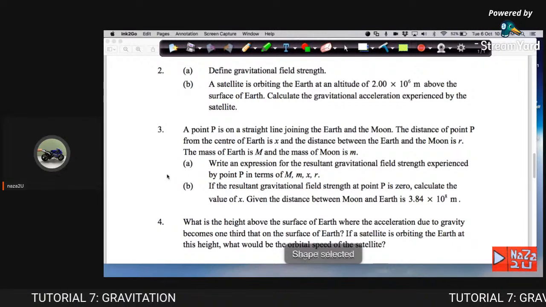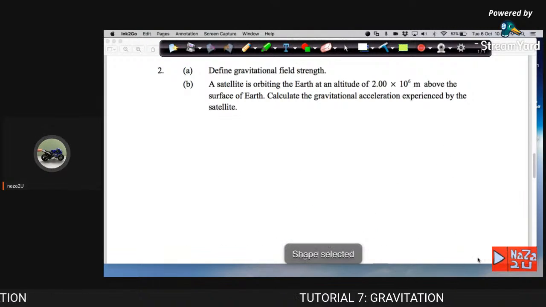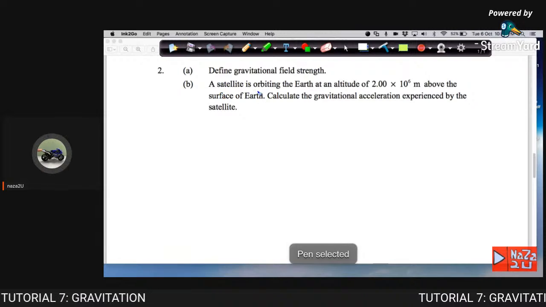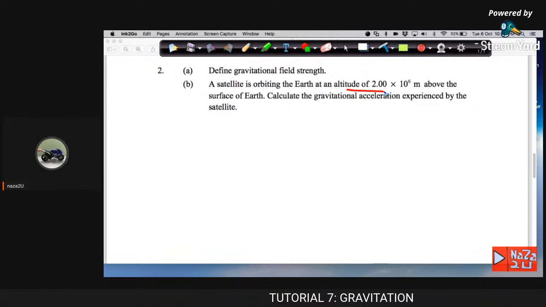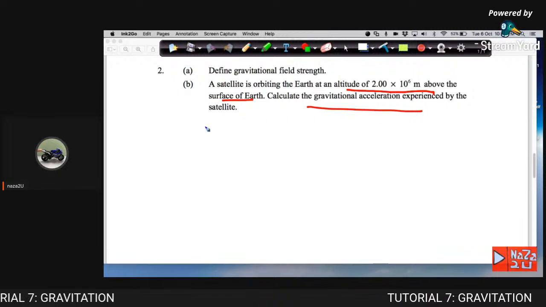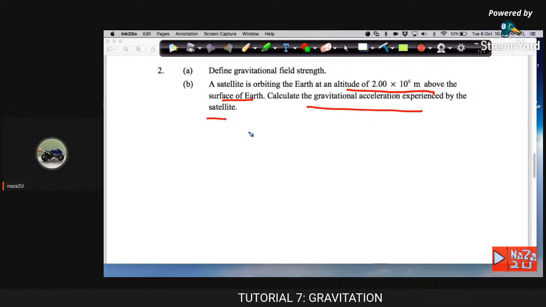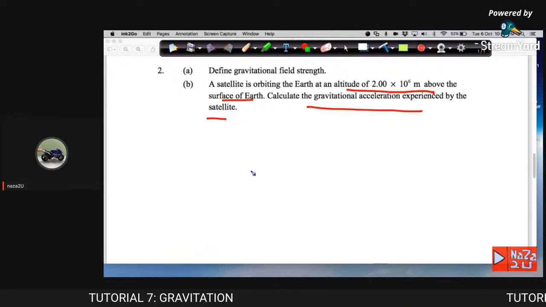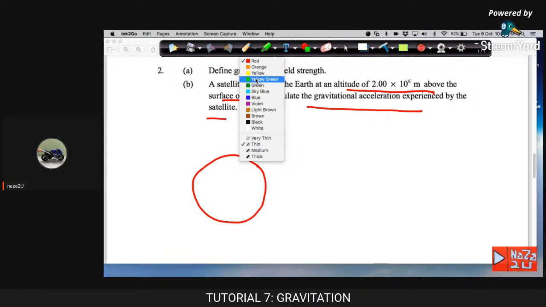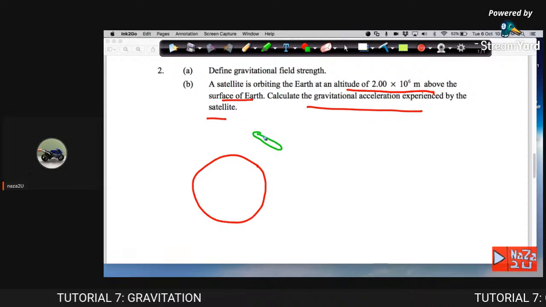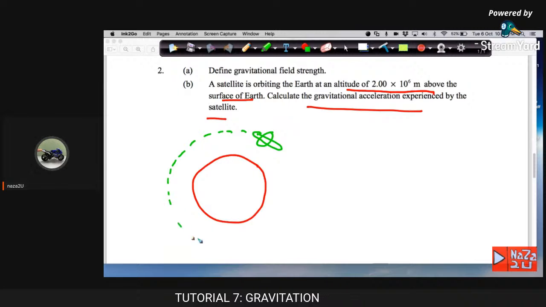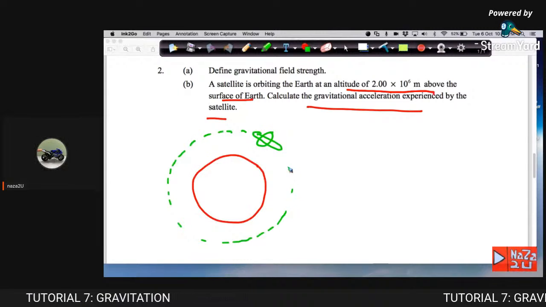Okay, continue to the number 2B, right? Number 2B is a satellite is orbit the Earth at the altitude 2 exponent 6 above the Earth's surface. Calculate gravitational acceleration experienced by the satellite. Okay, so kita dah bincang tadi, kalau kita ni ada bumi, right? So we have a satellite. Okay, so satellite biasanya dia akan bergerak mengelilingi bumi dalam orbit yang datar.